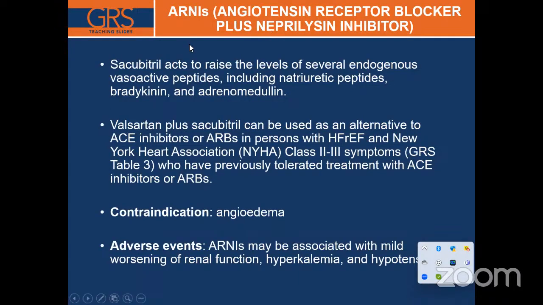Okay. Emma, again. Sure. Title? Angiotensin receptor blocker plus neprilysin inhibitors. Okay, and this is the sacubitril.